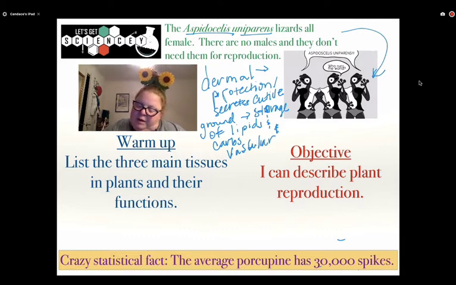I'm sorry, y'all. So vascular tissue is what makes up xylem and phloem, and these are for transport. So that's their functions. Those are the three main tissue types and their functions.